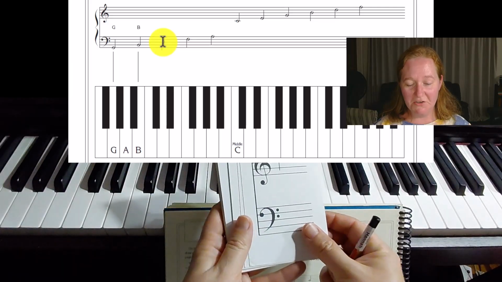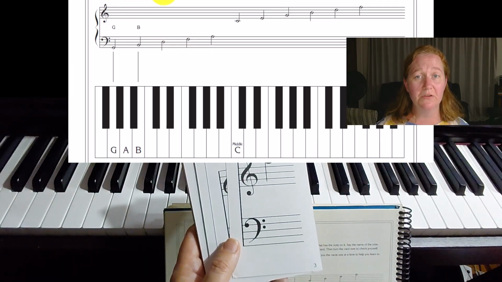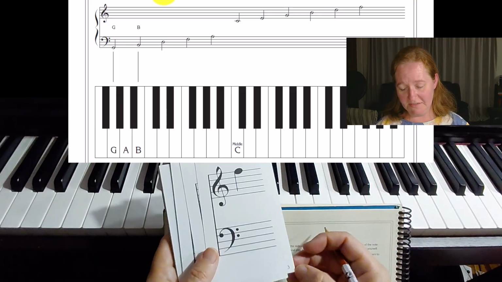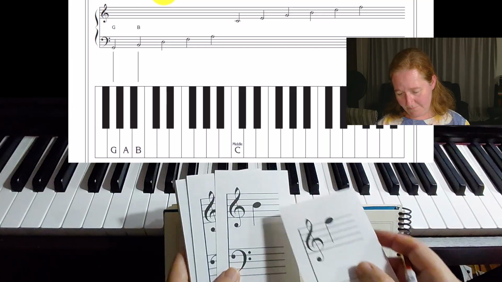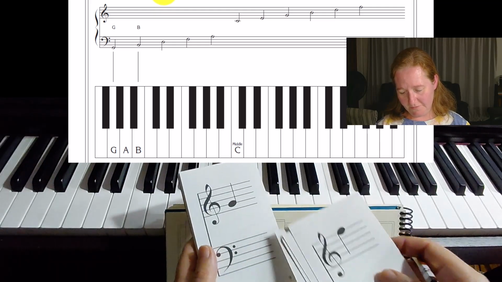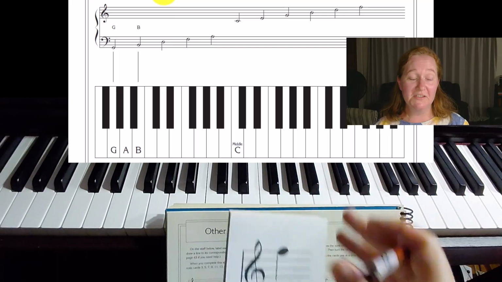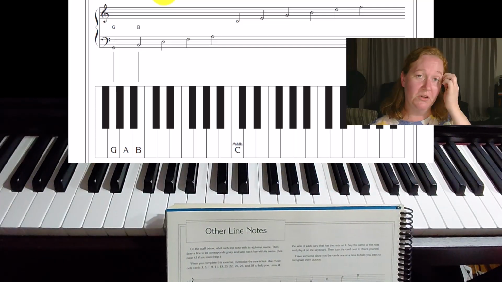So again, they suggest using the flashcards. So they're giving you the number flashcards, which would be all of the line notes. So there's number 3 and number 7. Where else do we have? There's number 9. That'll be a G. So practice that. You can use either the flashcards or you can use an app.